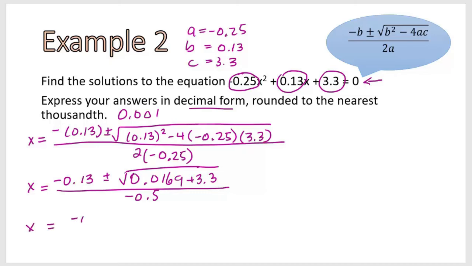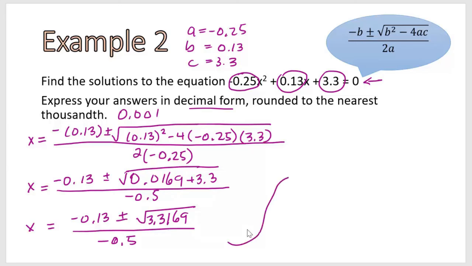All right, so we've got negative 0.13 plus or minus the square root of 3.3169, all divided by negative 0.5. And perhaps you've skipped some steps in here, and that's okay as well. Continuing over here, we find that x is equal to negative 0.13 plus or minus the square root of 3.3169, or 5.759. And all of that is still divided by negative 0.5.